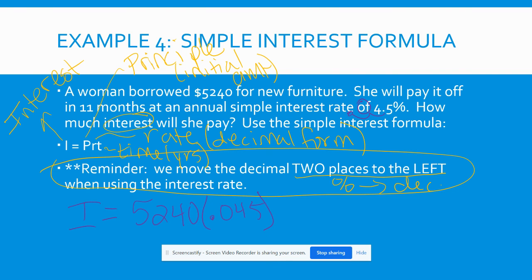And then the amount of time is 11 months. Well, 11 months isn't a year. I can't put times 11 because that would mean that I'm multiplying by 11 years rather than 11 months. So there are 12 months in a year. I could write that as 11 twelfths for 11 twelfths of a year. I'm going to go ahead and put all of that in our calculator, and that'll give us the amount of interest that she would owe.